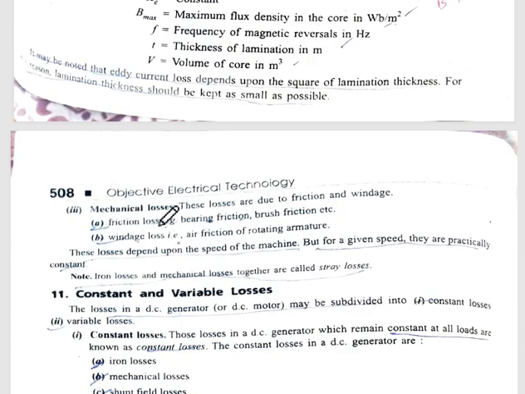मैकेनिकल लॉस. These losses are due to friction and windage. Friction loss includes bearing friction, brush friction etc. Windage loss is the friction of the rotating armature. These losses depend upon the speed of machine, but for a given speed they are practically constant. Note: iron losses and mechanical losses together are called stray losses.